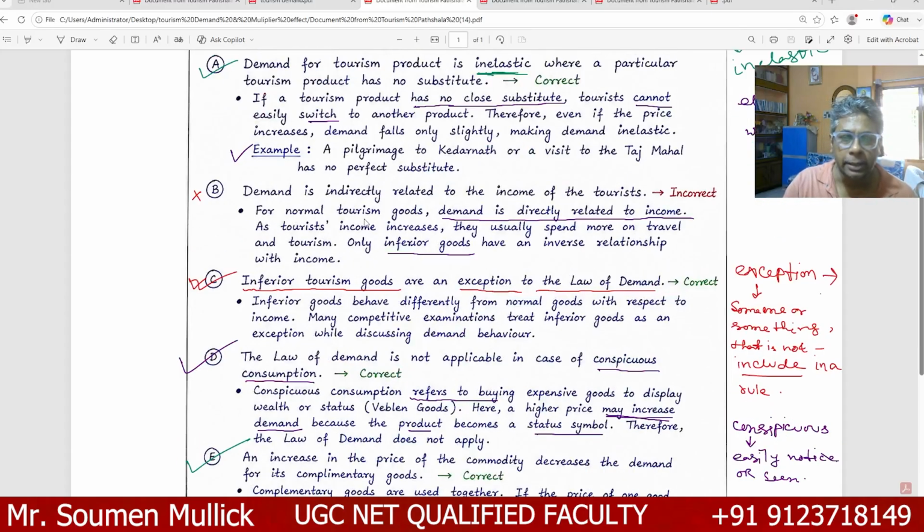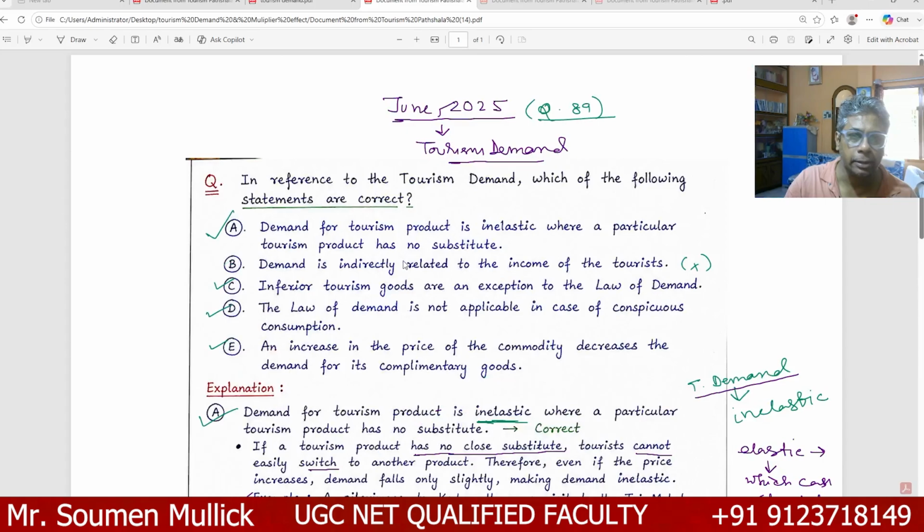Statement 2: demand is indirectly related to the income of the tourist. This is not true. This is the incorrect statement. For normal tourism goods, demand is directly related to income. As a tourist's income increases, they usually spend more on travel and tourism. Only inferior goods have an inverse relation with income. So statement number 2 is incorrect.